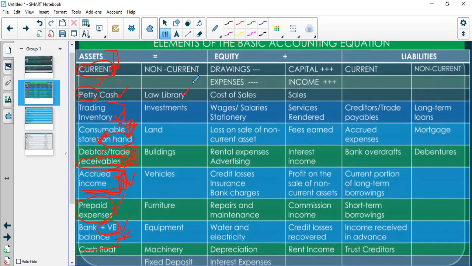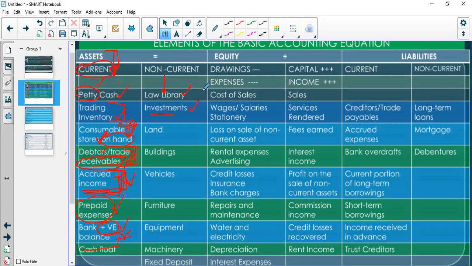Then a law library, I don't know what it is, but I think it's access to cases that lawyers use. So if you have a law library, that's a non-current asset. So investments in general, if you make an investment in another company or on the shares, we generalize at this level to say that's a non-current asset.